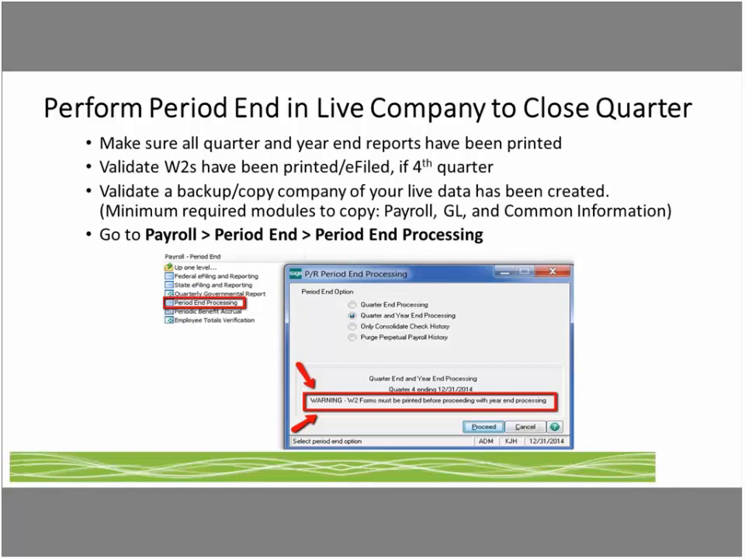When you are ready, you go down into the payroll module, choose period end, then pick period end processing. Once you pick period end processing, you'll find that there's a series of options that display. If you're at year end, you're going to do quarter and year end processing. There's a reminder at the bottom telling you if you're doing the year-end processing, make sure that your W-2 forms have been printed before you continue. When you're ready to, hit proceed, and off she goes.